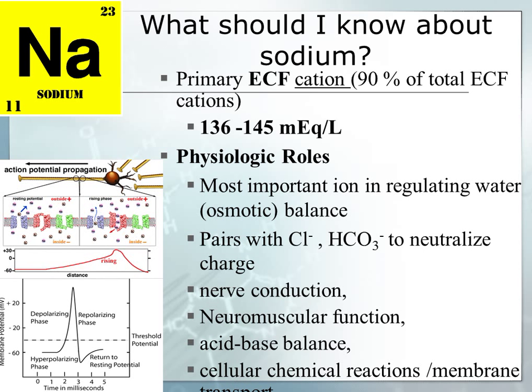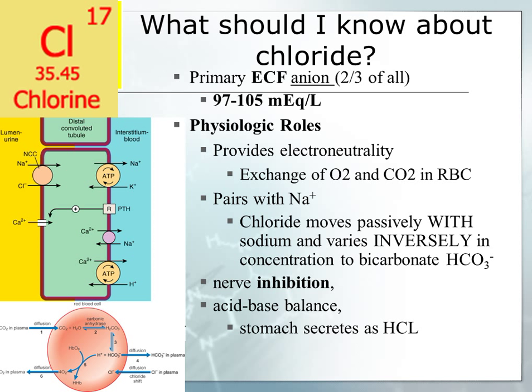So the second one you want to think about is chloride. I put sodium and chloride together. Is it because they're both cations? No. It's because they usually flow together. So if I have a high abundance of sodium in one part of my body, I can expect to have a high abundance of chloride. If I have low sodium, I can expect low chloride. Dang it, I said calcium. Chloride, Cl.